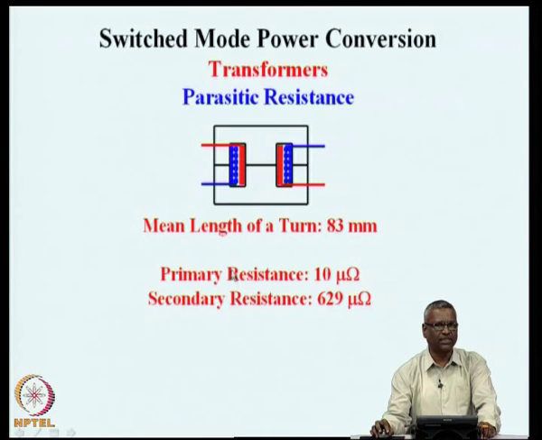And in this particular example, if we calculate, it turns out to be primary resistance is 10 micro ohms and secondary resistance is 629 micro ohms. This is a parasitic resistance. Ideally, a transformer should not have any resistance. On account of this resistance, the 25 amperes of primary current going through this 10 micro ohm will result in a certain loss. Ideally, transformer neither stores energy nor loses energy, but because of this primary resistance and secondary resistance, there will be some loss.